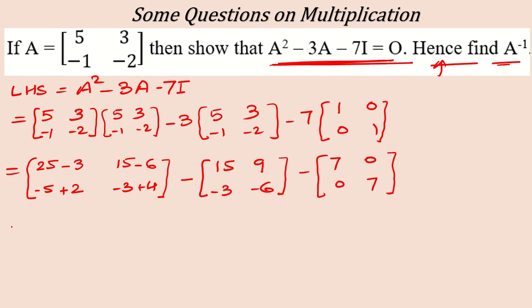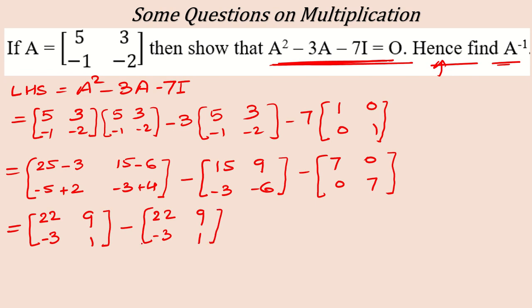Okay, now what will we do here? It will be 25 minus 3, it will be 22. 15 minus 6, sorry, 15 minus 6 will be 9. Minus 5 plus 2, minus 3, minus 3 plus 4, 1. See, both are minus here, so we can add them. Okay, so minus 15 minus 7, minus 22, minus is outside, 22 inside. 9 plus 0, 9, minus 3 minus 0, so it will be minus 3, and then here minus 6 minus 7, minus 6 plus 7, it will be plus 1.